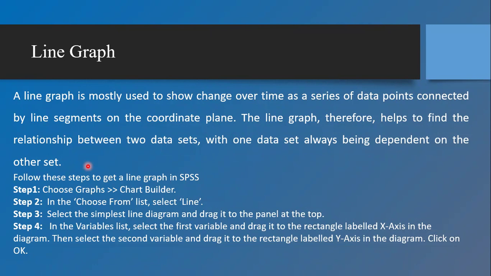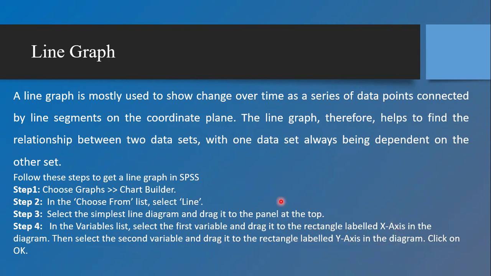So in this case, we need to have a data set which may contain a time dimension. I will let you know, I have a data set with a time dimension. So what is the procedure? What are the steps required? As step one, you need to choose Graphs, then Chart Builder, then you choose from the list the line graph. Then you choose the simple line graph and drag it to the panel at the top. Then in the variable list, you select the first variable and drag it to the rectangle labeled x-axis in the diagram. Then you select the second variable and drag it to the rectangle labeled y-axis in the diagram.